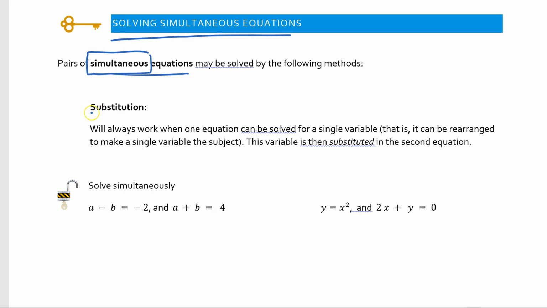Our first technique is substitution. This will always work when one equation can be solved for a single variable. However, it's not always the quickest, as we'll see, but it works for combinations of linear and nonlinear in particular. Our other method, and I'll just mention this now because you will have seen it before, elimination is sometimes quicker, but it usually only works with combinations of linear equations. So let's have a look at these and let's have a look at the process.